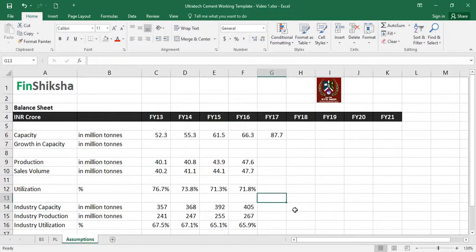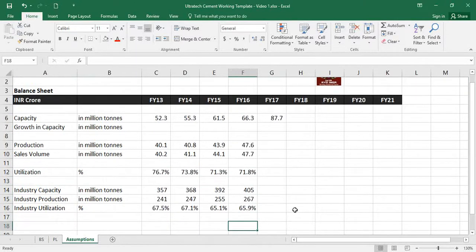Hi, so in this video we're going to continue discussing our work on Ultratech Cement, and we're going to talk primarily about the revenue drivers. We already put in the broader numbers around industry capacity and industry capacity utilization, and that utilization for Ultratech Cement.